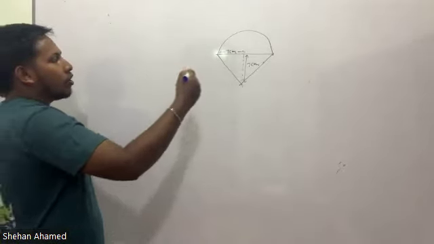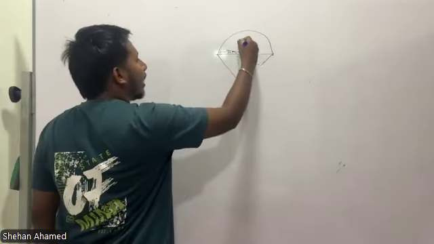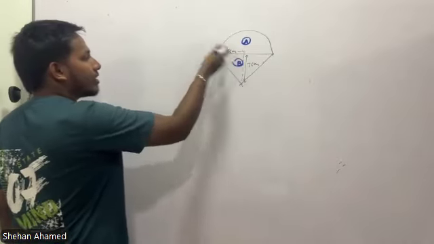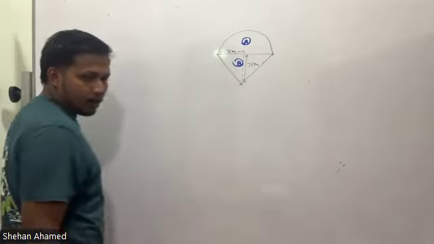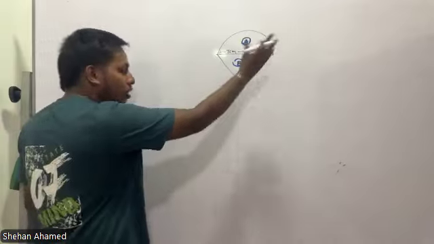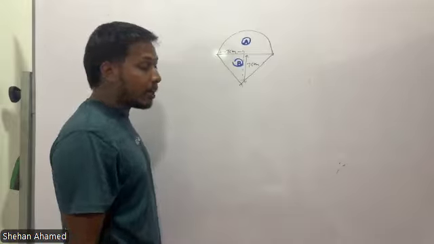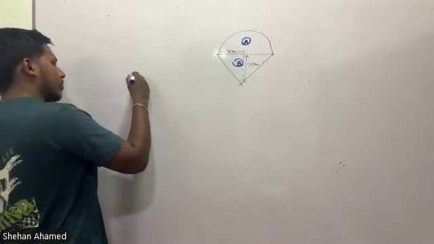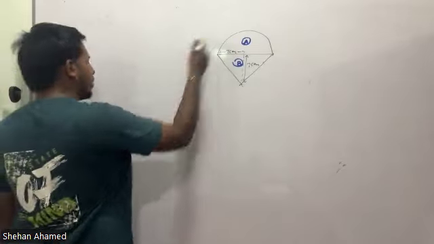Now what I'm going to do is mark this as the A part and this as the B part. I'm going to find the area of the A part separately, find the area of the B part separately, and then add. Right. Now, let's find the area of the semicircle first.